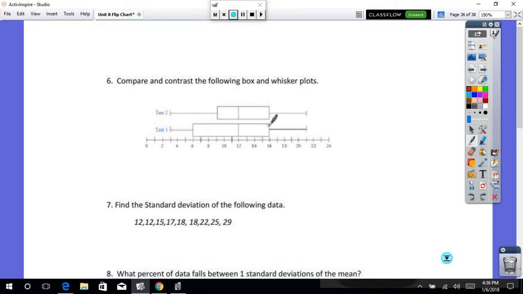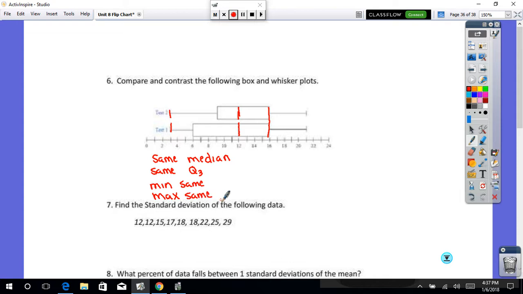Okay, compare and contrast. If I am looking at them, I can tell that they have the exact same median. Okay, they have the same median. These values right here in a box and whisker is the median. Okay, these are also the same right here. Okay, that is the same. In this case, that is our Q3. Our minimums are the same. And our maximums are also the same.